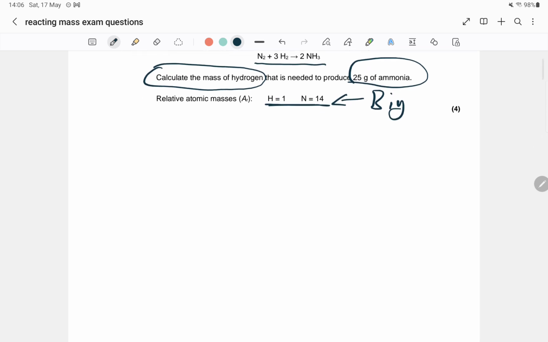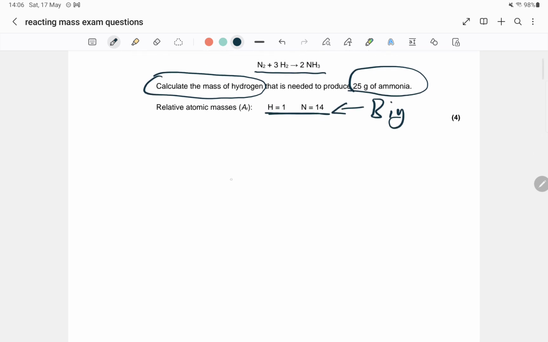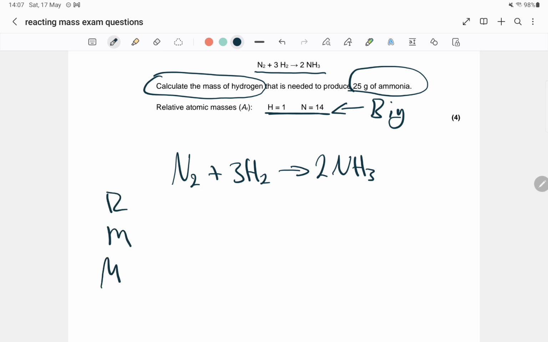So start by drawing the table. First step of the table, write your balanced symbol equation. Normally at GCSE they would have already balanced the equation for you, but please just double check to see if the equation is balanced. Finish off drawing your table: R, M, MR and N. Turn it into a little bit of a table.